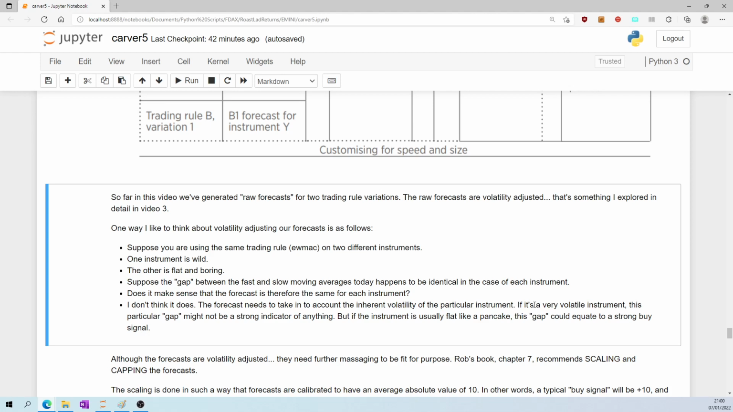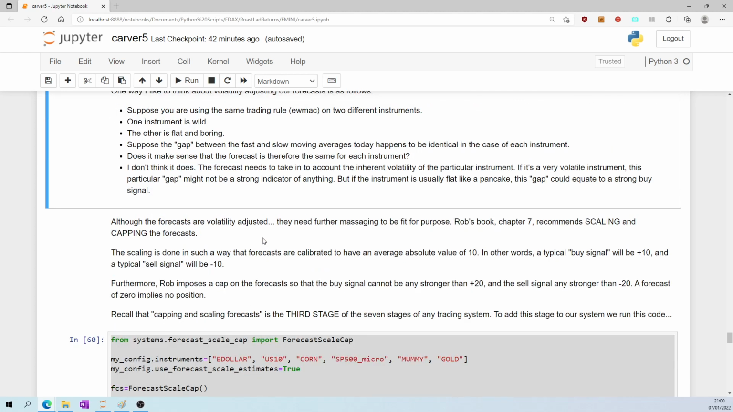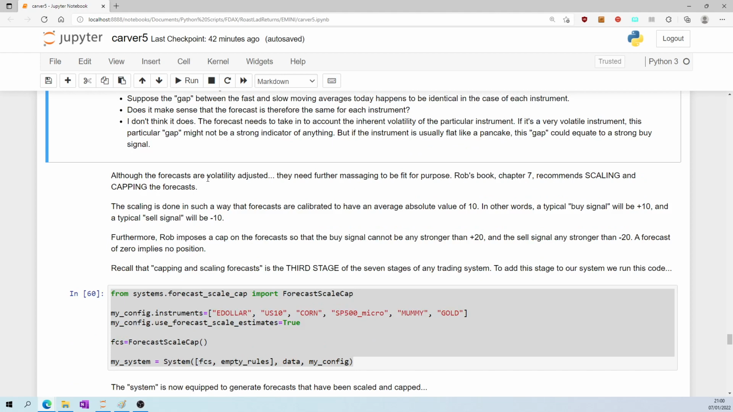If it's a very volatile instrument, this particular gap between the fast and the slow moving average might not be a strong indicator of anything. If it's usually a very boring instrument, then that gap might equate to a strong buy signal. So obviously it's important to do the volatility adjustment for these raw forecasts. Although the forecasts are volatility adjusted, they need further massaging to be fit for purpose.